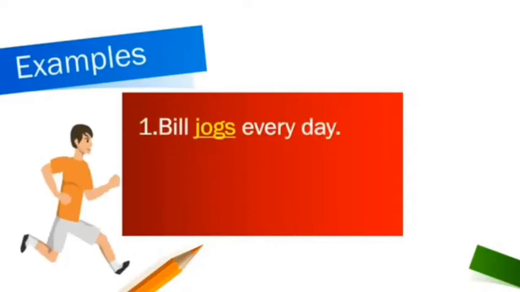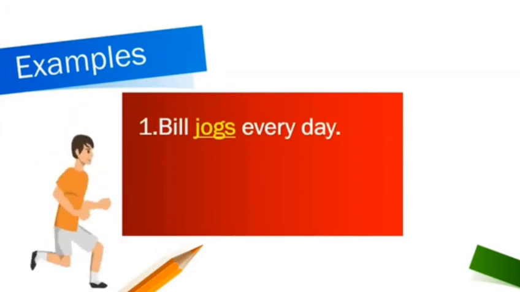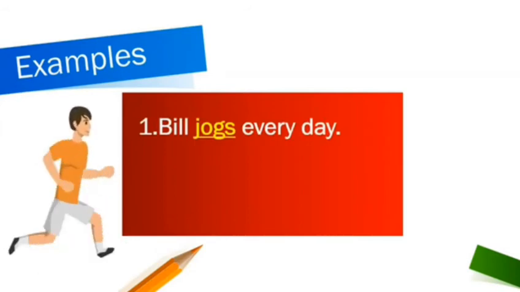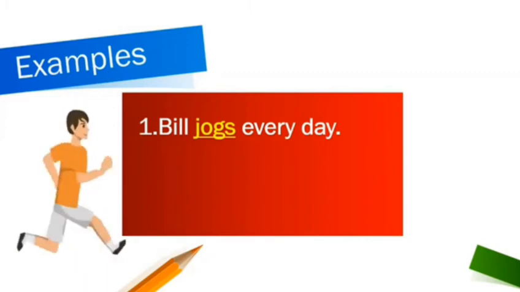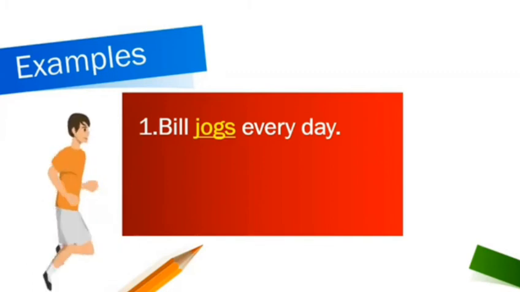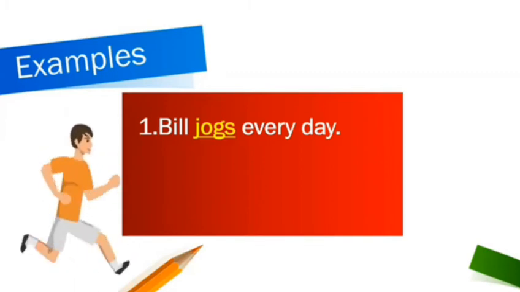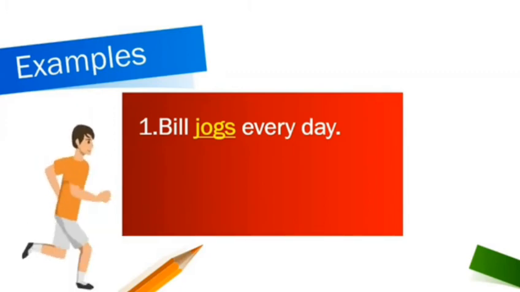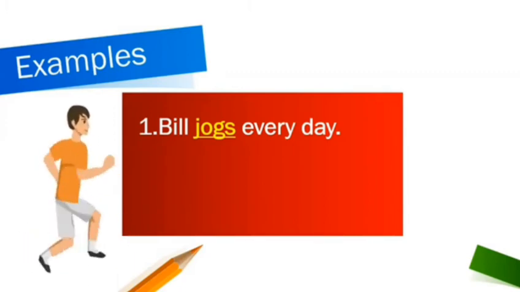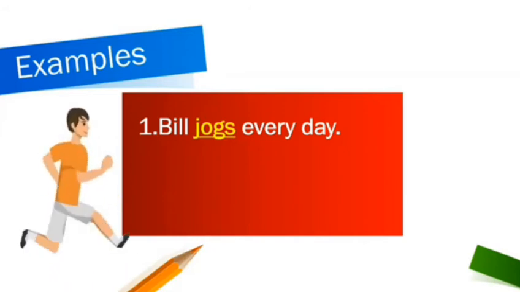Now the examples. Bill jogs every day. Here, Bill is the name of a boy. Right, children? So it is not I, you, we and they. It's a name. So we are going to use the verb jog. And because it is a name, we add s to the verb jog. So the word jog becomes jogs. So Bill jogs every day.